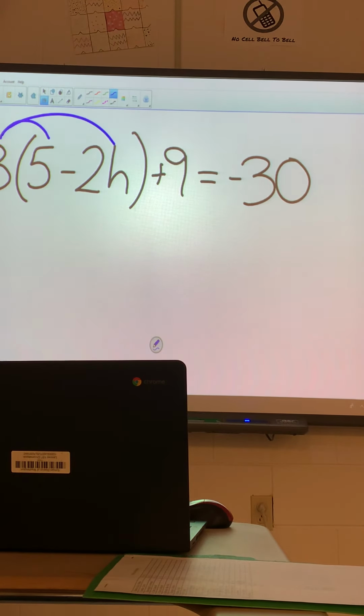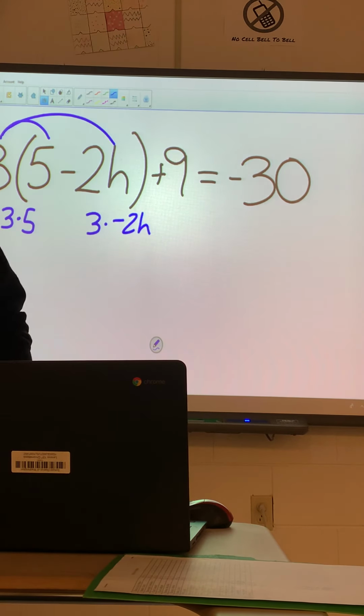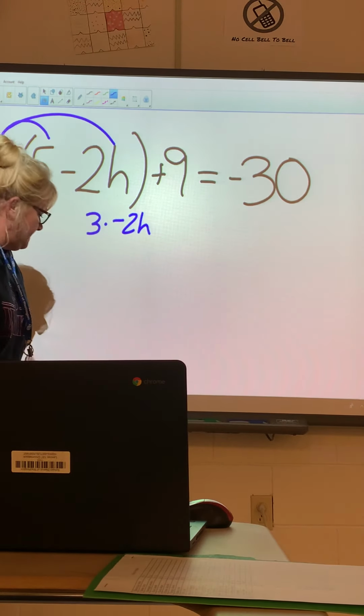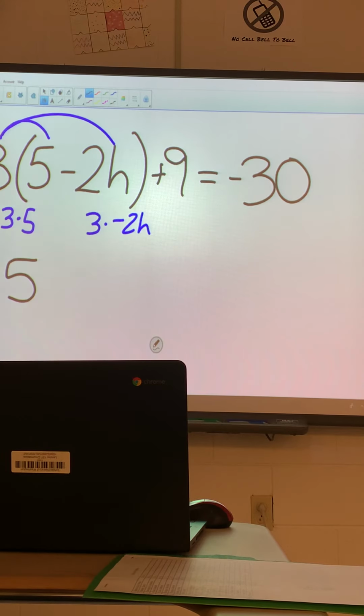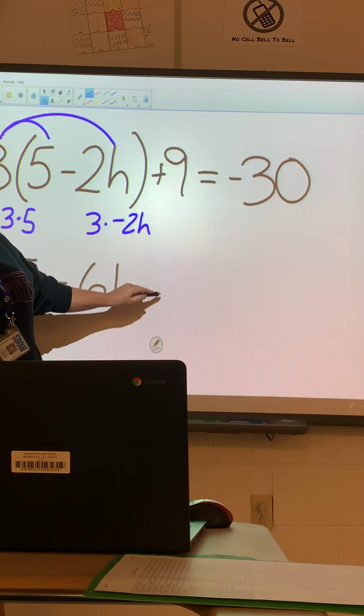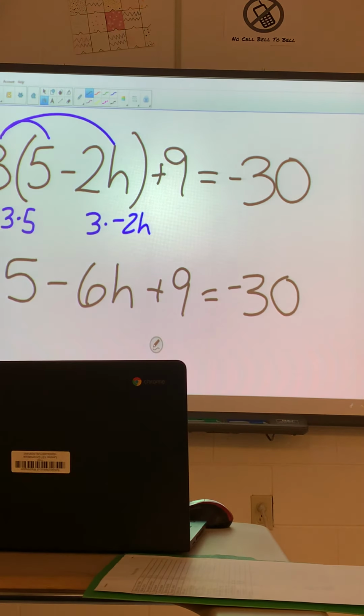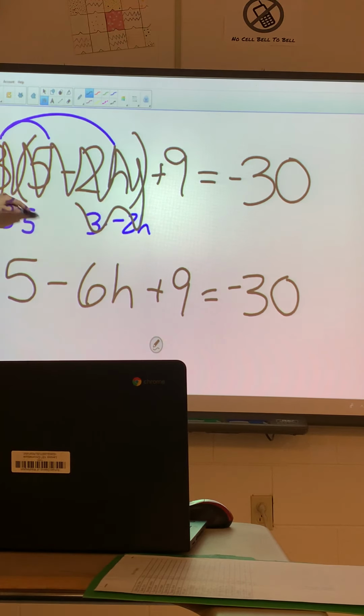I'm gonna write what it means. You don't have to write this next step, but this means take 3 times the 5 and take the 3 times a negative 2h. Watch those negatives. So 3 times 5 gives me the 15. 3 times a negative 2h gives me a negative 6h. Then we still have plus 9 equals negative 30. What I've done here is I got rid of this part. I distributed. Now it's done.